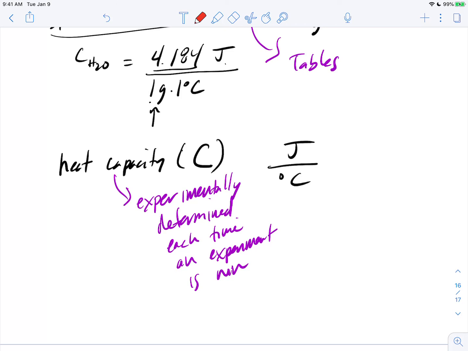I know it's a little confusing, both in letters and names. I apologize, I did not come up with this, but just know that in the lab, in real life, we use heat capacities. In lecture, we tend to use specific heat capacities because we can assume things are perfectly insulated and everything's fine. We can't do that in the real world.